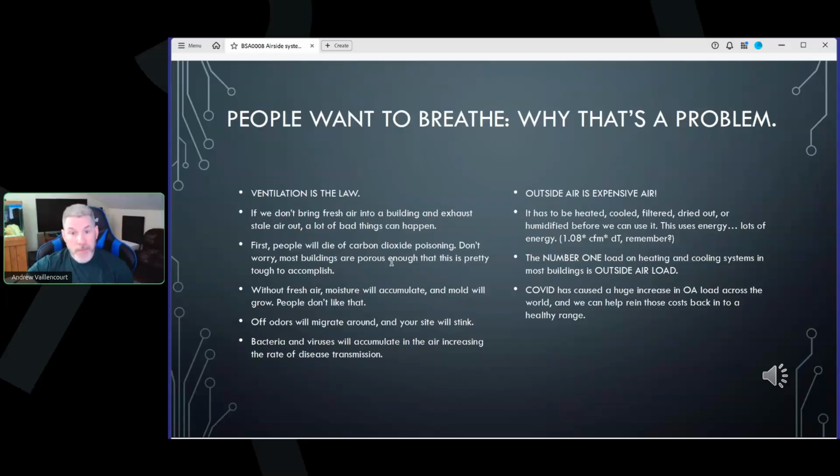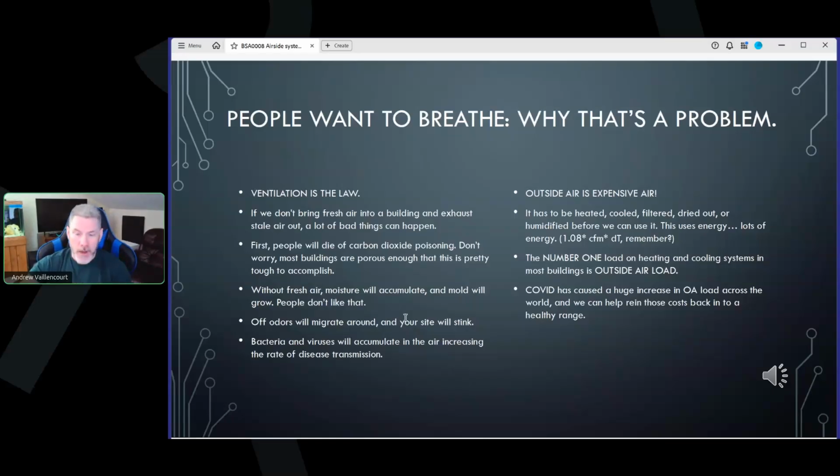Ventilation, it's the law. I'm not going to spend a lot of time on this because I think I'm supposed to be wrapping up. First, people will die of carbon dioxide poisoning if you don't give them fresh air. We have rules about that. Your airside system must provide code fresh air. Code is determined by ASHRAE 62.1. Look it up if you like.